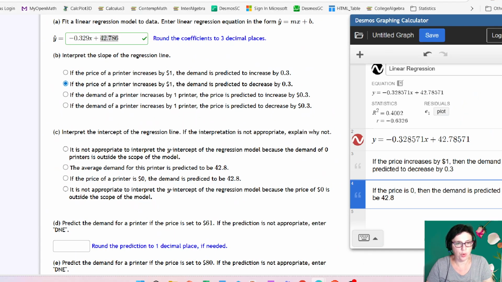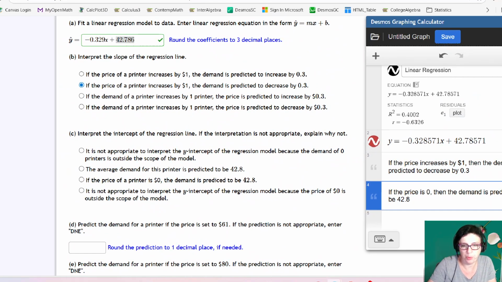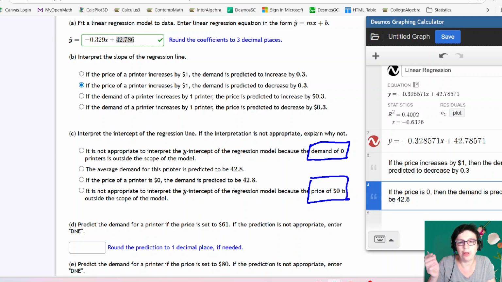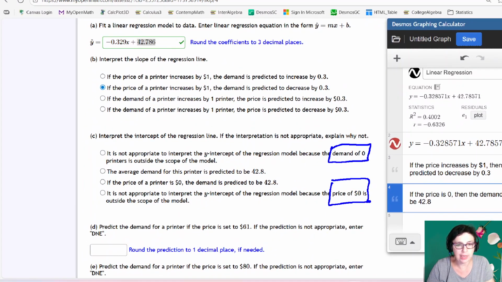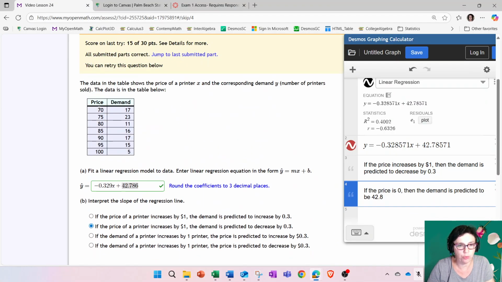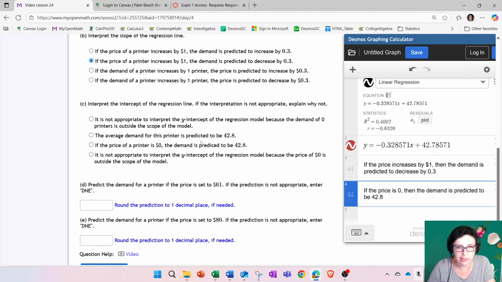Notice how there are two options and both of them say not appropriate. Well, one of them says demand of 0 and the other one says the price of 0. So always remember, it's always about the x being 0, whether it's in the experimental region or not. And x again was what? Well, x was the price. So it's all about the price of 0 not being there. Okay, not about the y.